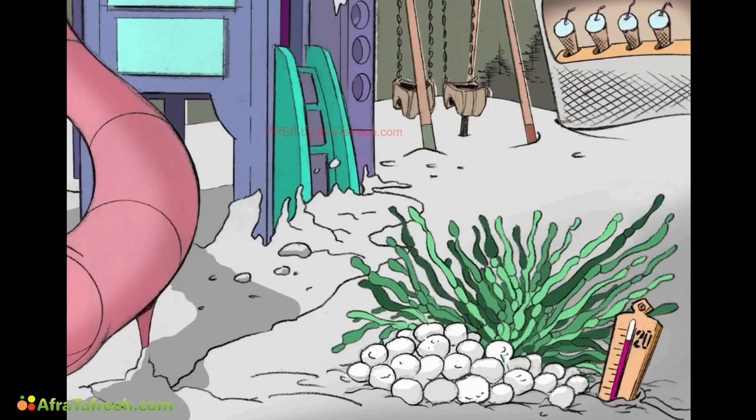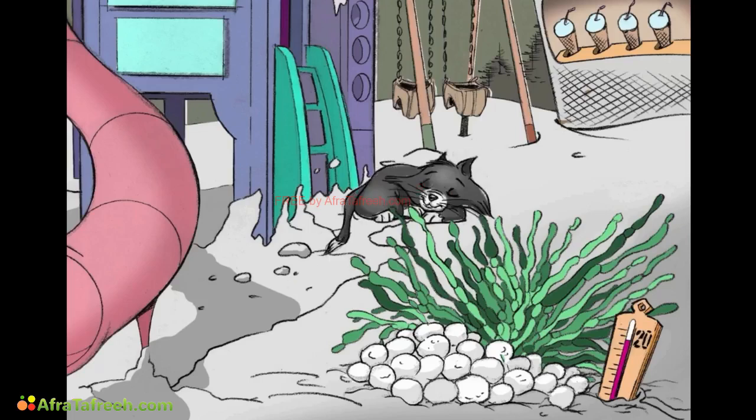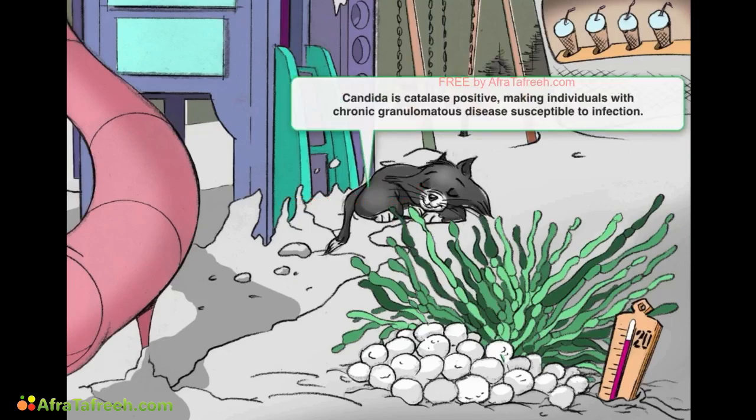Candida is also catalase positive. Yep, you just heard me correctly. I said catalase positive. You might have thought you'd left catalase behind with the bacteria videos, but nope, it's coming back again. Remember, catalase is important because people with chronic granulomatous disease are especially susceptible to catalase-producing organisms. We'll add our catalase-positive cat here to help you remember this.